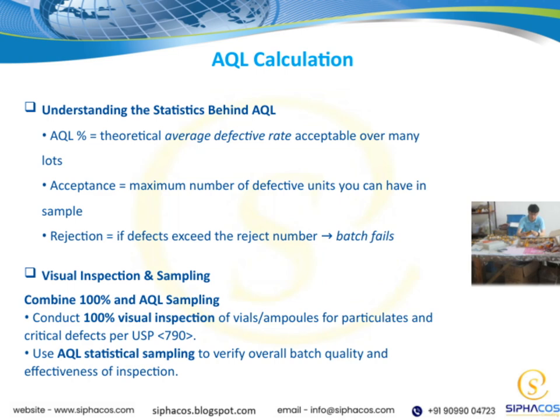Now, moving on to visual inspection and sampling. We perform a 100% visual inspection of each vial or ampule for particulates and critical defects, following USP 790. This thorough check is essential for safety and quality. But we also use AQL statistical sampling to verify the overall batch quality and the effectiveness of our inspection process. Combining these methods helps us balance thoroughness with efficiency, ensuring that we maintain high standards without inspecting every single unit blindly. Ultimately, this integrated approach helps us uphold product quality and safety, which is what our entire quality assurance process is about.